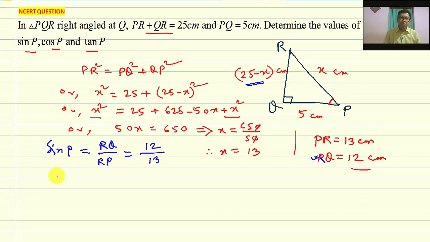Next is cos P. Cos P is equal to QP upon RP. So this is equal to 5 upon X, X is equal to 13, so this is 5 upon 13.